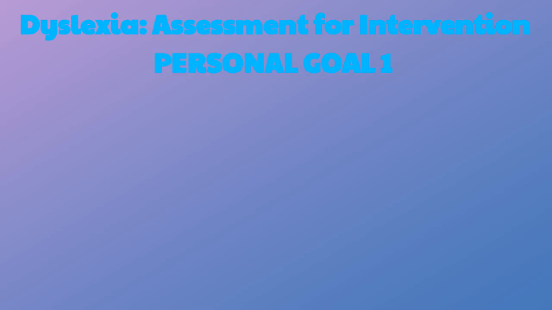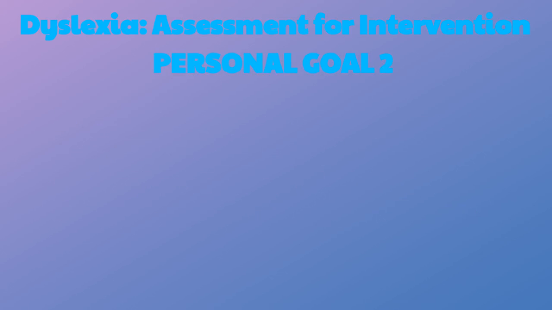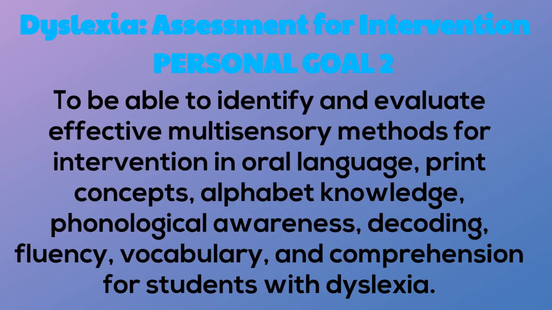My first goal for this course is to be able to generate appropriate goals and expectations for learners based on knowledge of various stages of reading and writing development. My second goal for this course is to be able to identify and evaluate effective multisensory methods for intervention in oral language, print concepts, alphabet knowledge, phonological awareness, decoding, fluency, vocabulary, and comprehension for students with dyslexia.